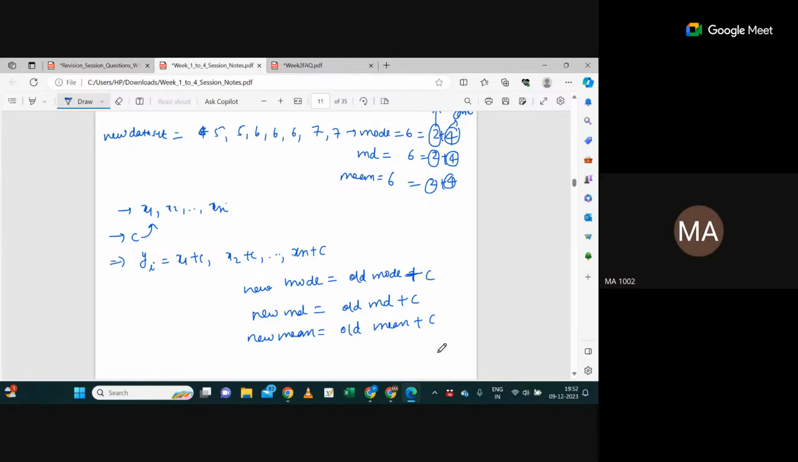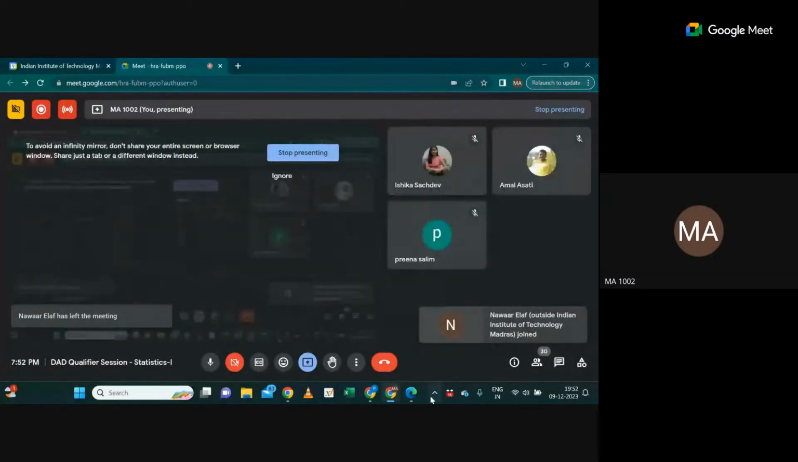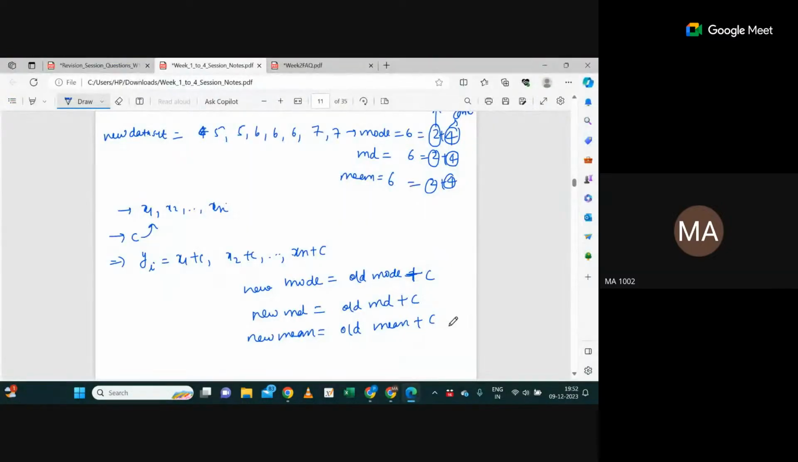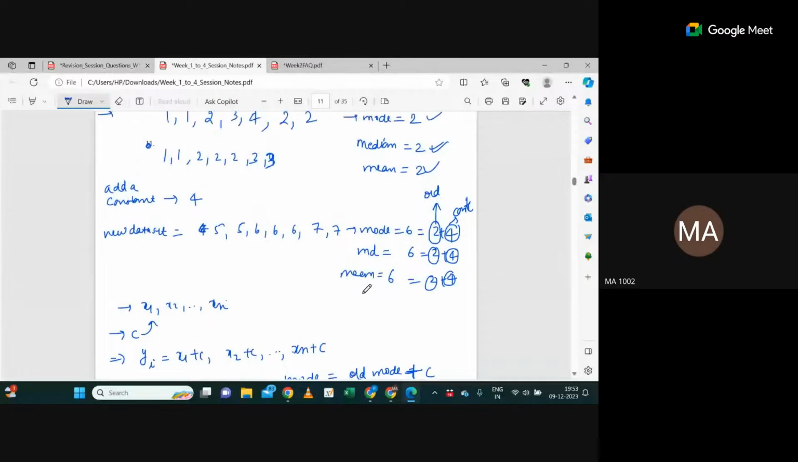Or if I know the old mean of the old data set, suppose it's 50, then I can simply add 3 to the old mean, and I will get the new mean. Yes or no? Are you getting it? So this property is very helpful in this kind of scenario. Is this clear? Yes or no?